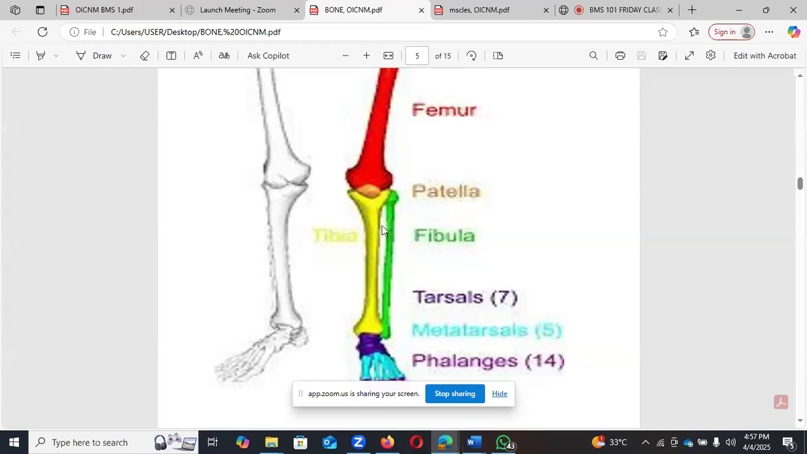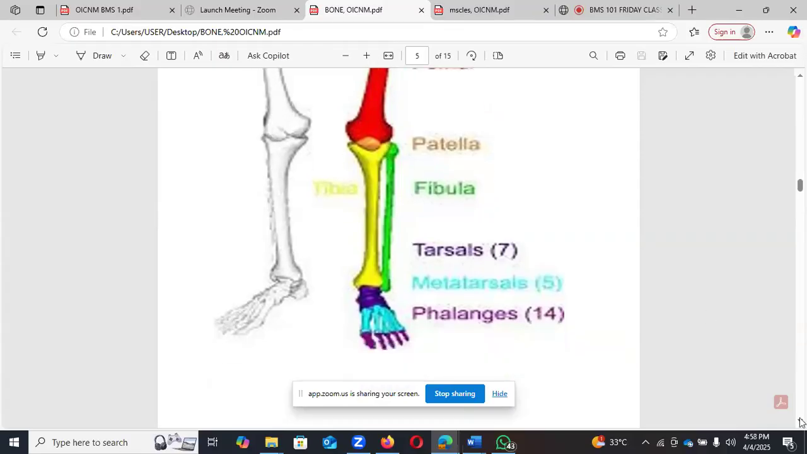Now when you look at these two bones, you see one green, one yellow. The yellow is the tibia, while the green is the fibula. What carries the weight is the yellow one, but the fibula just supports. You can see that the tibia is bigger than the fibula, the bones of the leg. The tibia carries weight, and the fibula supports.